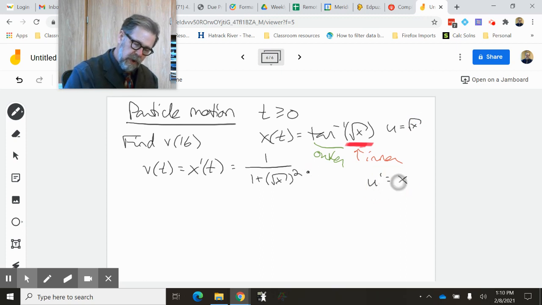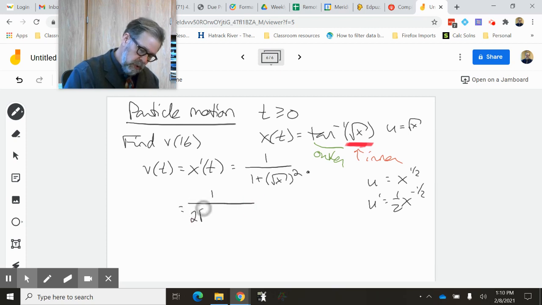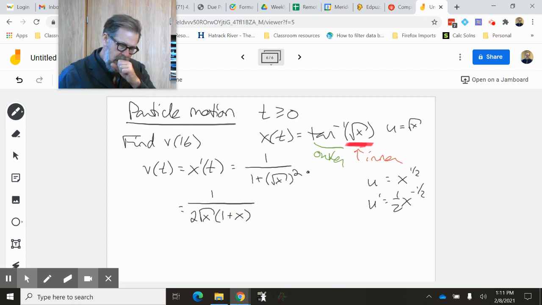Well, we'll just go ahead and write this one out. We've got x to the 1/2. U is equal to x to the 1/2, which means that the derivative of u is 1/2 x to the negative 1/2. So here we've got that the velocity at time t is 1 over 2 root x times 1 plus the square root of x, squared.